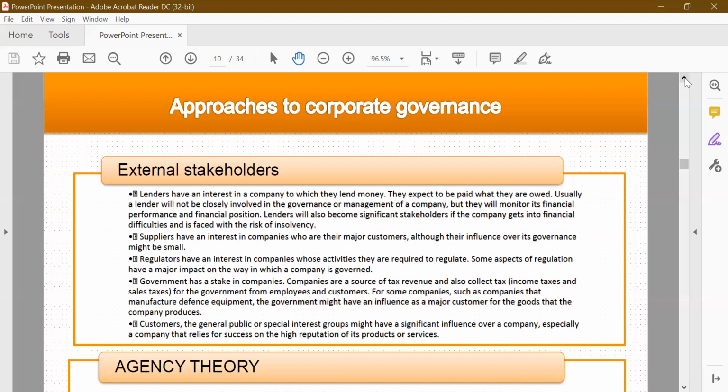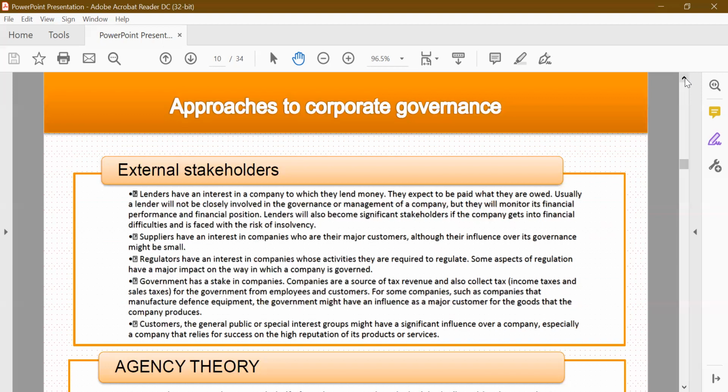It's important to know that some aspects of regulation have a major impact on the way in which a company is governed. Government also has a stake in companies. We cannot talk about external stakeholders without talking about governments. One of the things you should know is that government is interested in tax revenue. Companies are a source of tax revenue. And also companies collect taxes for the government from both employees and customers. So companies are a source of tax revenue themselves, and they also collect taxes on behalf of government from employees and customers. For some companies, such as companies that manufacture defense equipment, the government might have an influence as a major customer for the goods that the company produces.